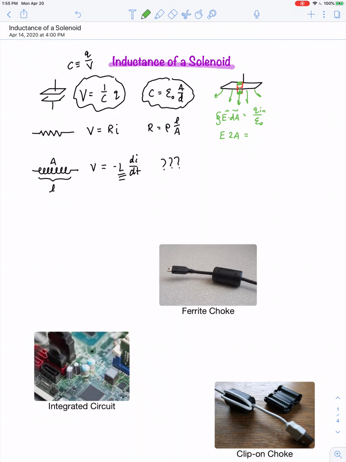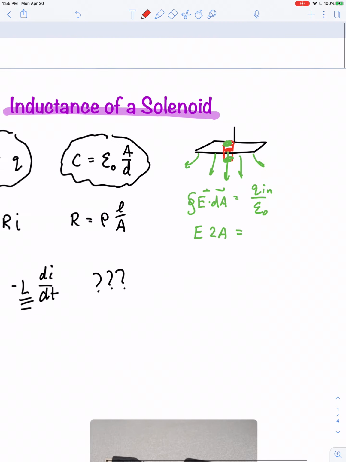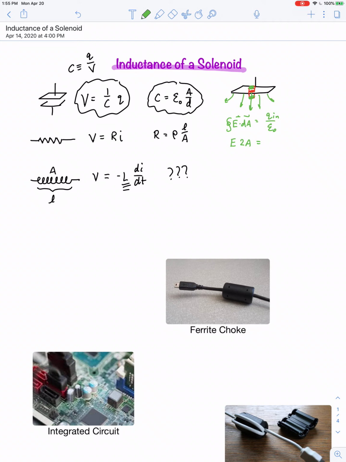And then the amount of charge that lies inside is just the amount of charge in that portion of the total plate. So we could state that if the plate has a uniform charge density, then Q in would just be that charge density multiplied by the area. So we get E times 2A is equal to sigma A over epsilon naught, and now area cancels out, and we have electric field is sigma over 2 epsilon naught.